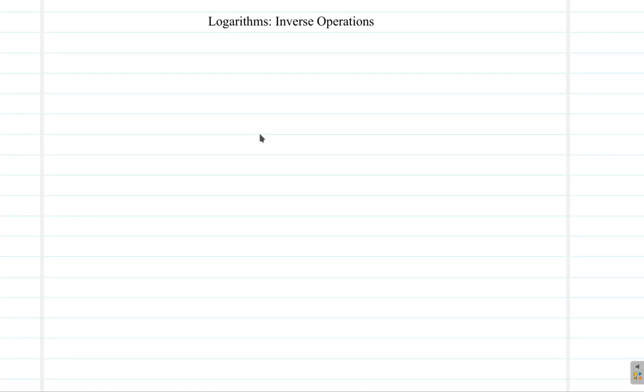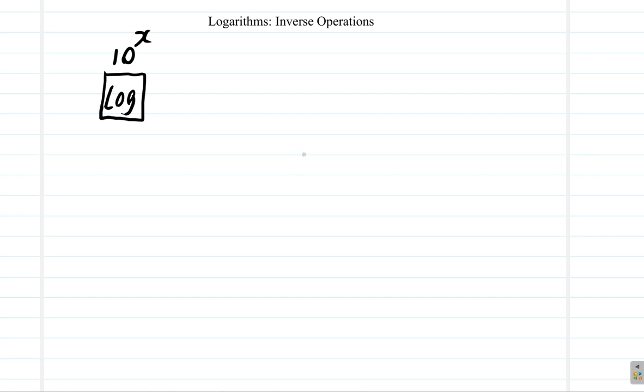Let us look at what is called inverse operation in logarithms. Now, if you look on your calculator, you will see log. But above log, what do you see? You see something like this, 10 to the power of x.